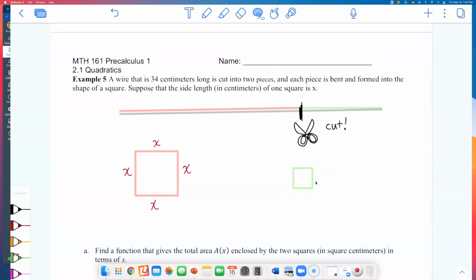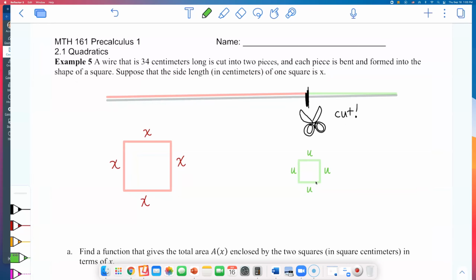I need some more clue though. What they told us is the whole thing adds up to 34. So I will say this is unknown for me right now. I'll say this is u, the unknown measure. What I know is if I add up 4 sides of this red square, which is 4x, and the 4 sides of this smaller square, 4u, what do they add up to be? What was the number that we started with? 34 centimeters, right? So they will add up to 34.